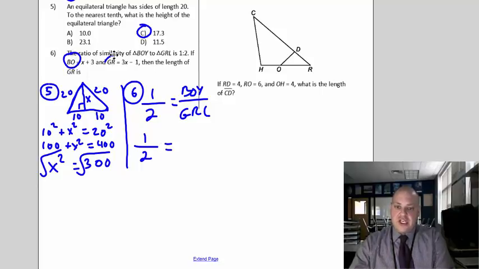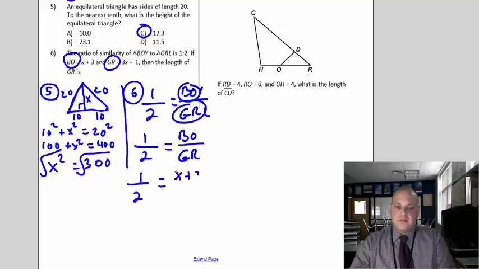BO and GR are the first 2 letters. See that? So I could say 1 to 2 BO to GR. That is a proportion I can write. BO is x plus 3, so now I'm just substituting. X plus 3 over 3x minus 1. And then I cross multiply.